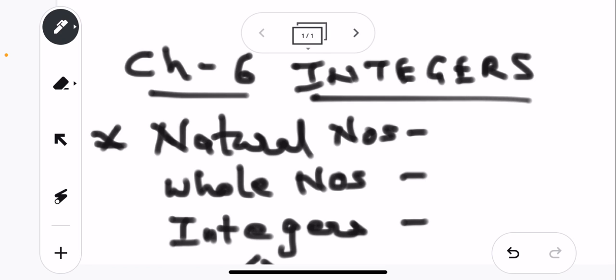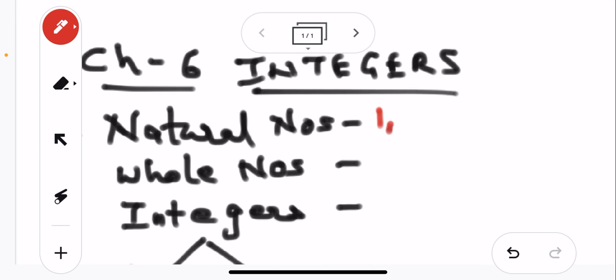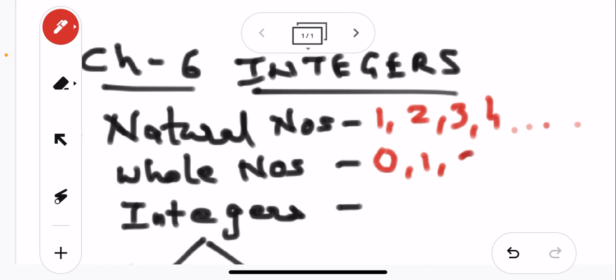What are natural numbers? The numbers 1, 2, 3, 4, going up to any number. These numbers are called natural numbers. Now, what is a whole number? For whole numbers, we include 0 with the natural numbers, that is 0, 1, 2, 3, 4 and so on.